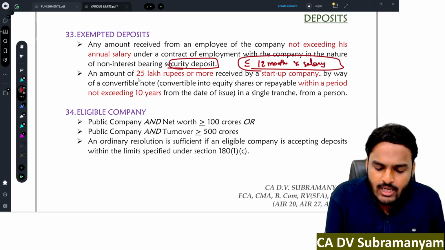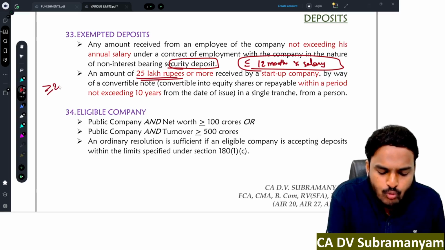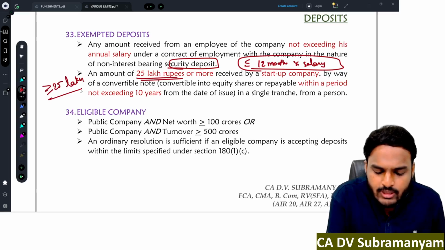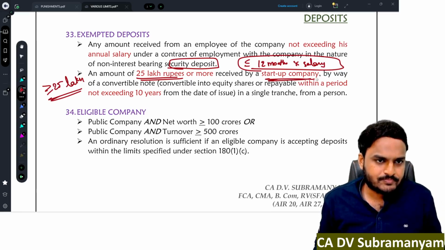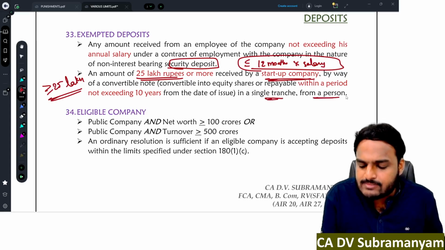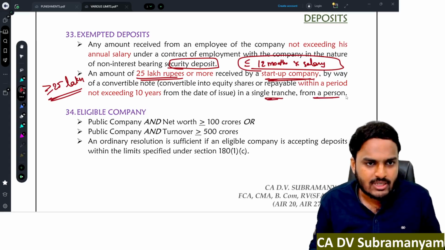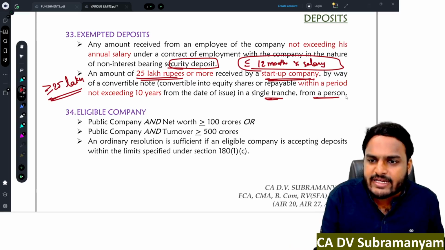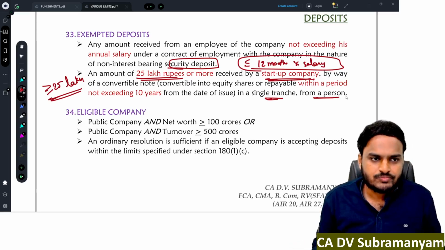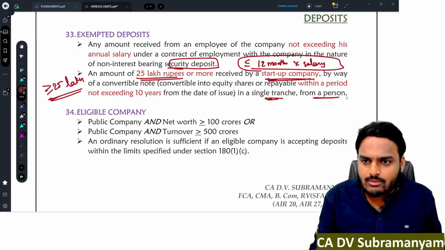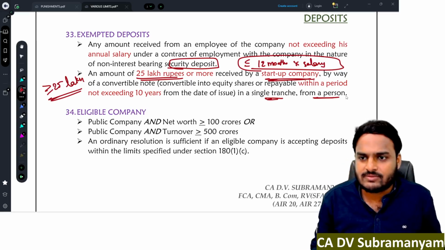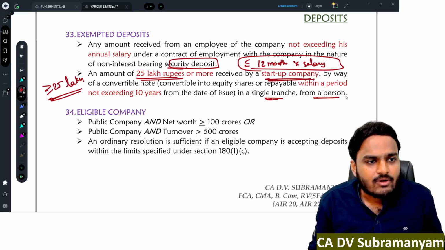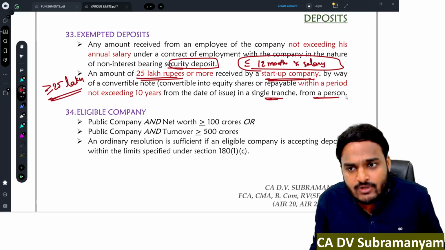Next one, an amount of 25 lakh rupees or more received by a startup company by way of convertible note in a single tranche from a person, then also it is not a deposit. But this benefit is up to 10 years from the date of issue. Understood? These amounts should be converted into equity shares within a period not exceeding 10 years from the date of issue.